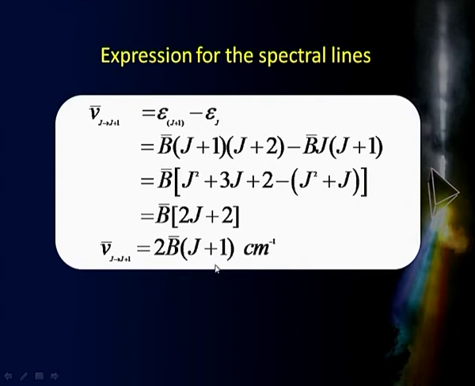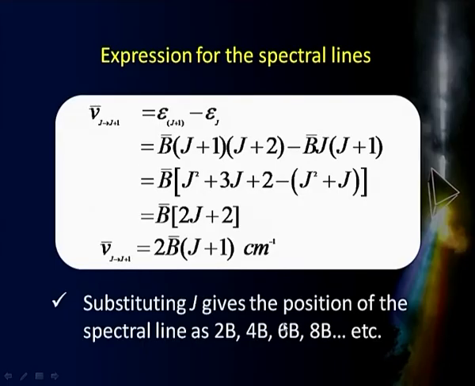That means I can simply substitute the value of j here. Say when j is equal to 0, I get 2b bar, that is what I observed. J is equal to 1, I get 4b bar, and for j equal to 2 it will be 6b bar, and so on and so forth. So, I will be getting the set of lines I just mentioned earlier. That means, I get the spectral lines at 2b bar, 4b bar, 6b bar, 8b bar, etc.